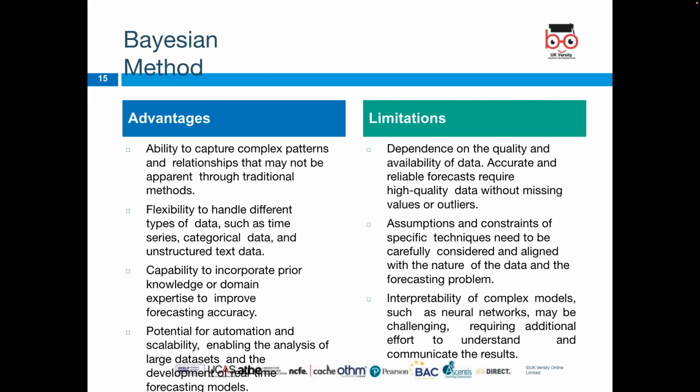The limitations: dependence on the quality and availability of data. Accurate and reliable forecasts require high-quality data without missing values or outliers. Assumptions and constraints of specific techniques need to be carefully considered and aligned with the nature of the data and the forecasting problem. Interpretability of complex models, such as neural networks, may be challenging, requiring additional efforts to understand and communicate results.